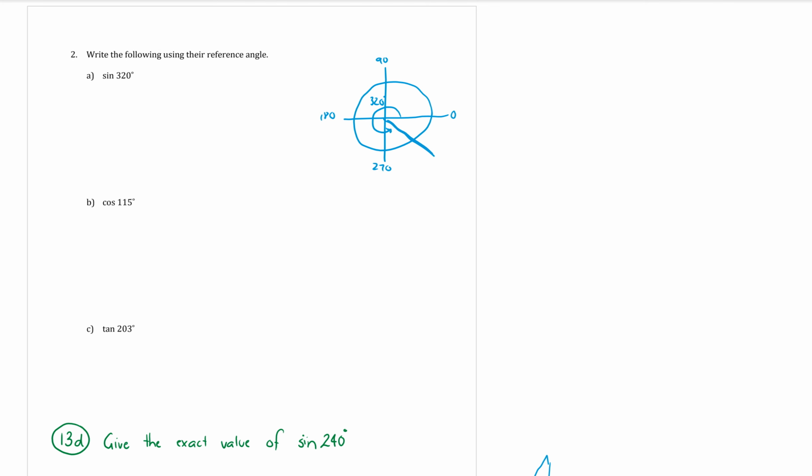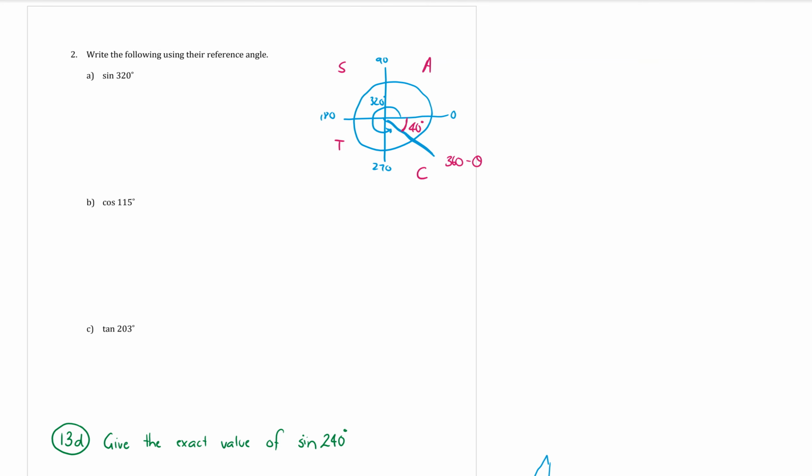To find the reference angle, we want to find the acute angle. We want to find that part in there. So remember that this quadrant was called the 360 minus theta quadrant. What I can do is go 360 minus 320, and that will tell me the acute angle. 360 minus 320 makes 40 degrees, would be the size of that angle. So we also have to remember we have the ASTC that goes around the outside. So we're actually in the cos quadrant.